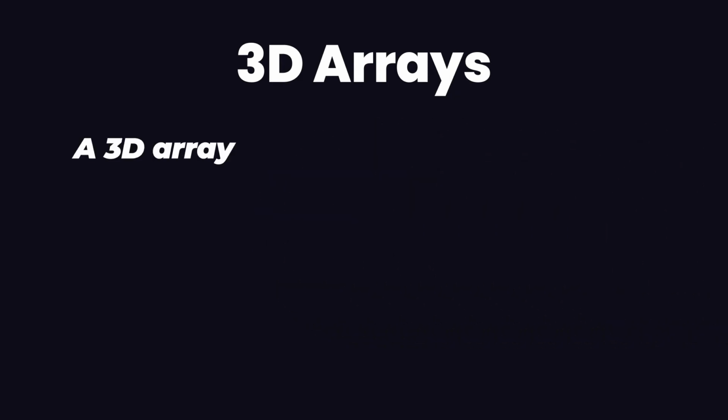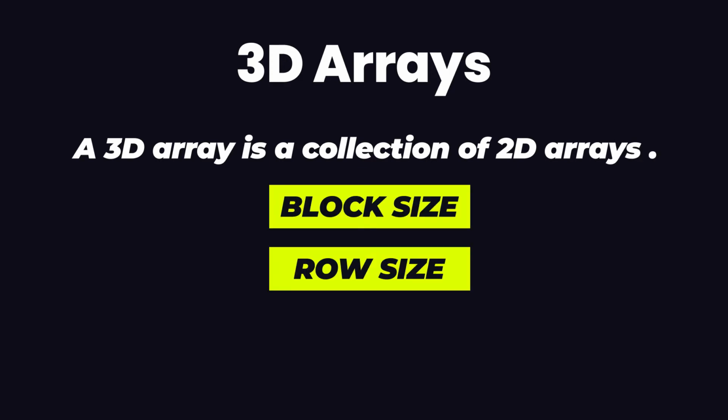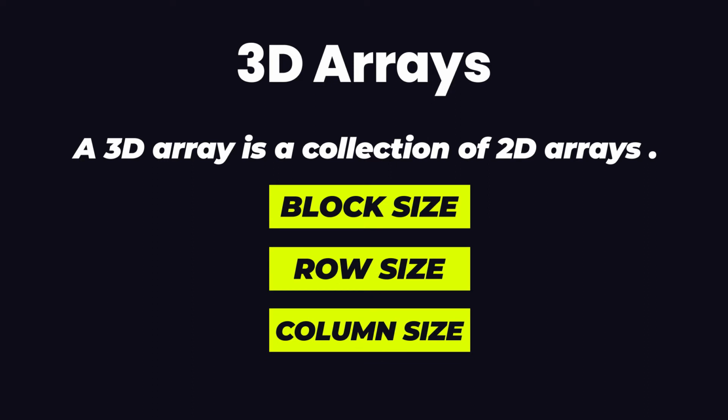According to definition, a 3D array is a collection of 2D arrays. It is specified by using three subscripts: block size, row size, and column size. So how do you initialize or declare three-dimensional arrays? Well, there are multiple ways of doing so.